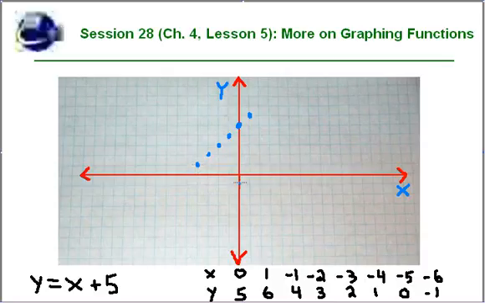Our next one is minus 5. 1, 2, 3, 4. Minus 5, 0. And then our last one is minus 6, comma, minus 1. There's minus 6, and there is minus 1.